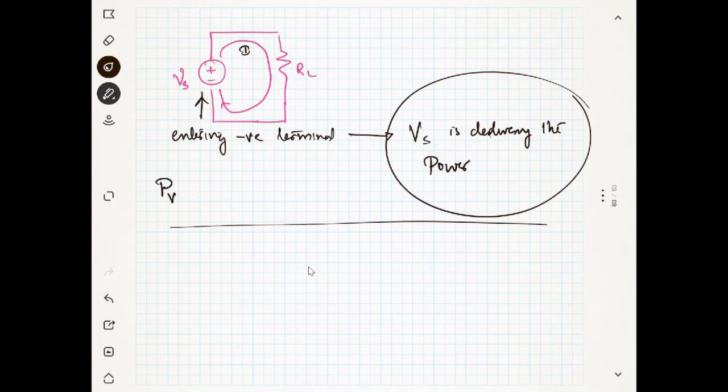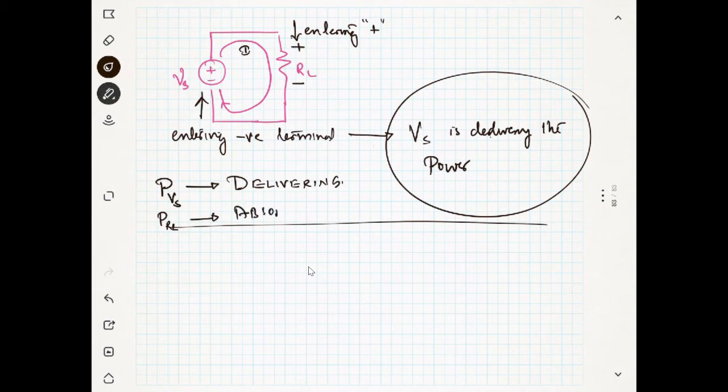So the power across Vs is the power delivered by Vs. And who is absorbing here? You can see this is positive and this is negative, so the current is entering which terminal? Positive. The current is entering the positive terminal, right? So the power across RL is absorbed; RL is absorbing the power. You understood the point?